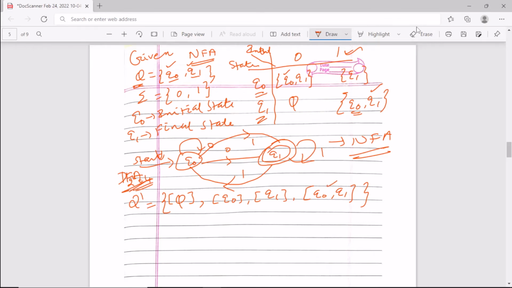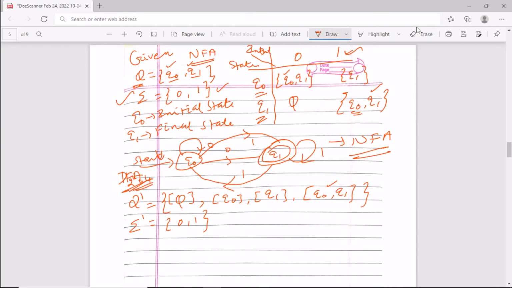Next, this is Q dash. Next, sigma dash. The sigma dash is nothing but the input symbol. So there is no change in the input symbol. You have to take it as it is in case of NFA. So your sigma is 0 1, so sigma dash is also 0 1.